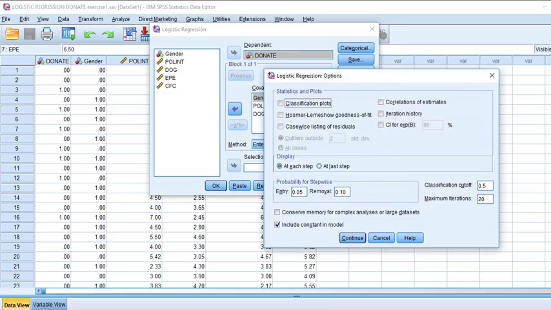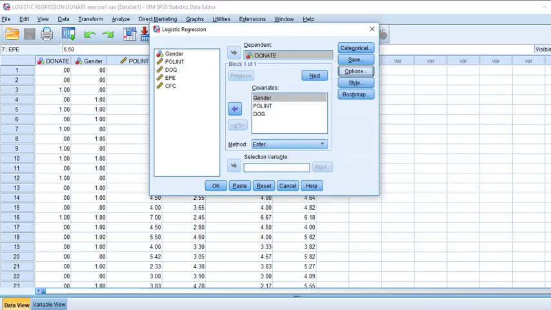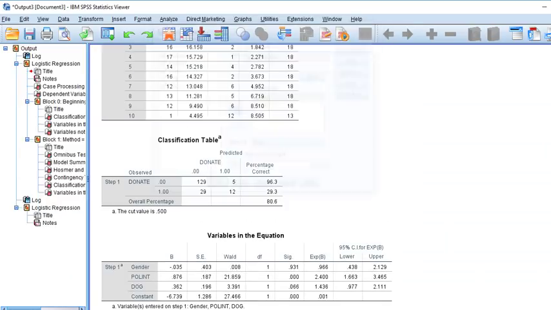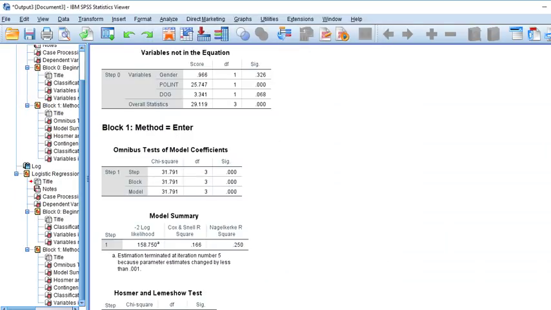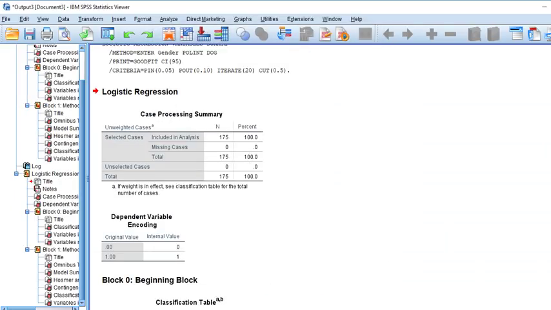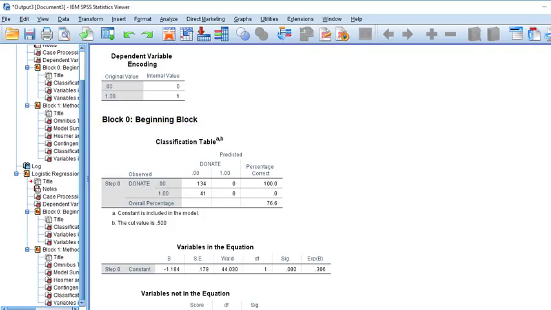I'm going to go to Options, and under Hosmer-Lemeshow Goodness of Fit Test, I'm going to click on that, and the confidence interval for the odds ratio. Click on Continue and then on OK, and so when we look at our output, you'll notice that we get output. The first set of output is for a beginning block, which is largely irrelevant.